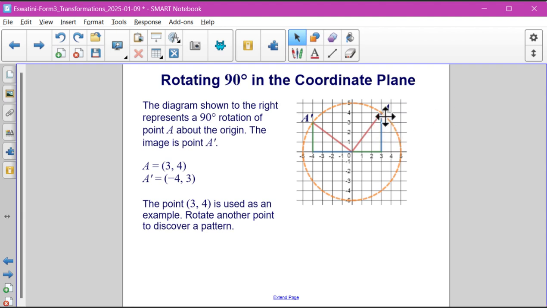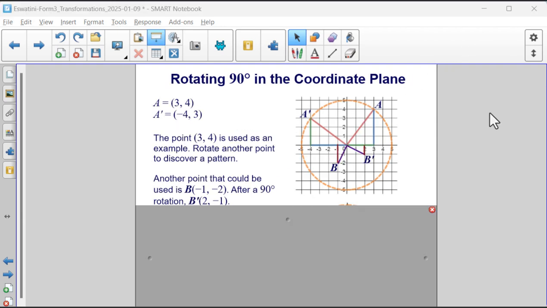The diagram shown here to the right represents a 90-degree rotation, anti-clockwise or counterclockwise, of point A about the origin. Our image is point A prime. So our point A is 3, 4, and A prime is negative 4, 3. This point is used as an example. Rotate another point to discover a pattern.